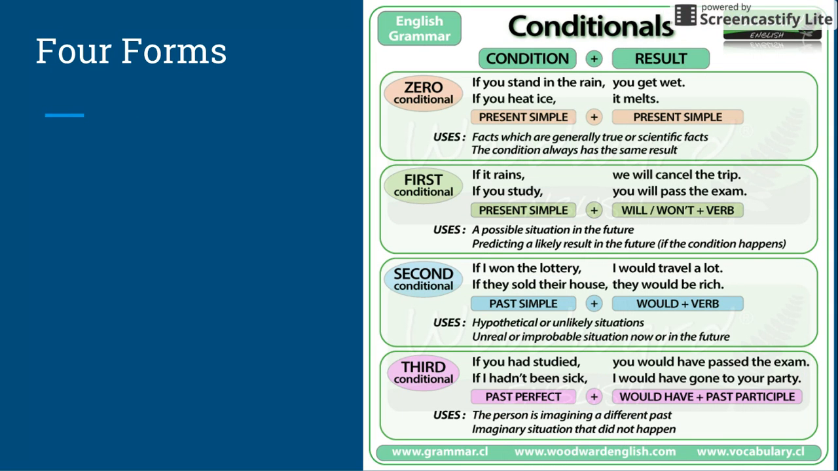Conditionals are traditionally divided into four categories. The zero conditional, which tells of something that is generally true. The first conditional, which is possibly true in the future. The second conditional, which is hypothetical. And the third conditional, which is imaginary in the past. It hasn't happened, didn't happen, and it's completely part of the imagination.